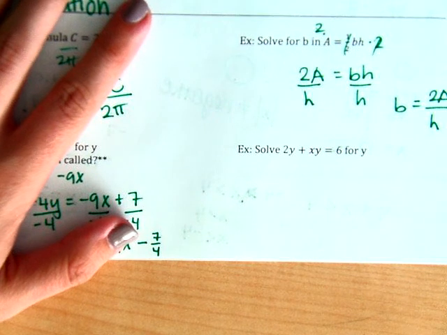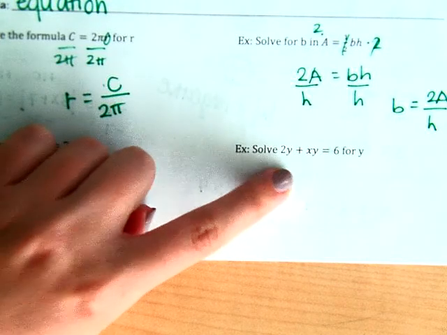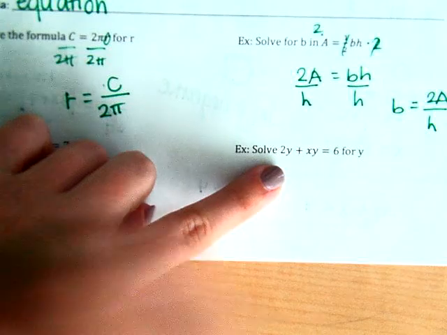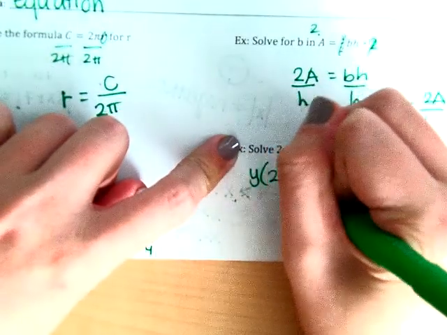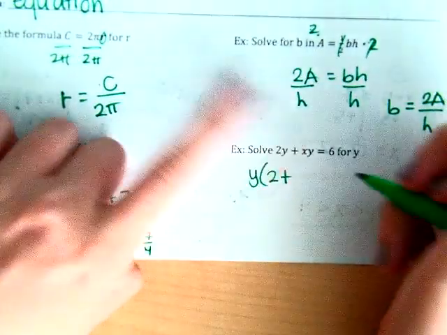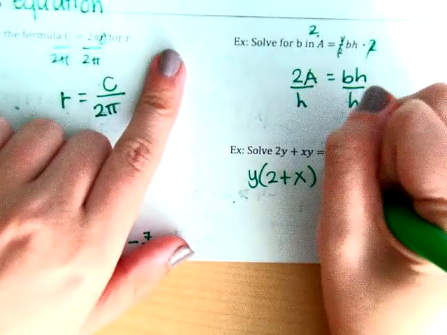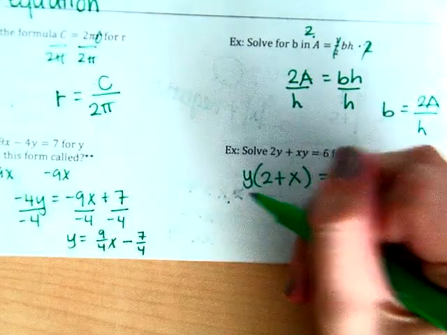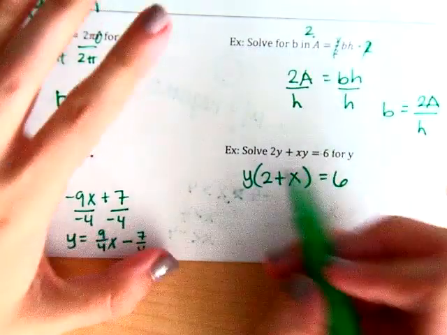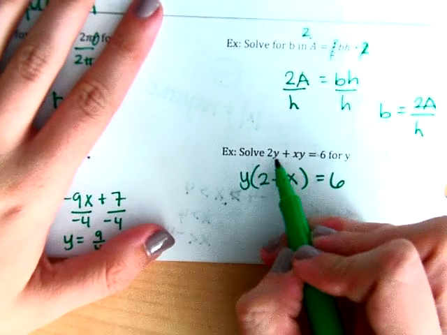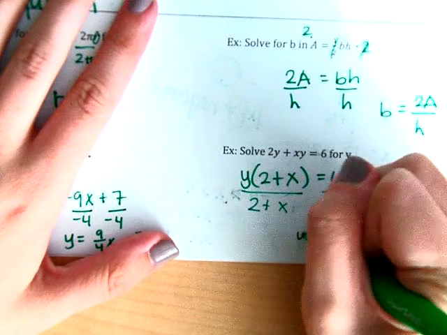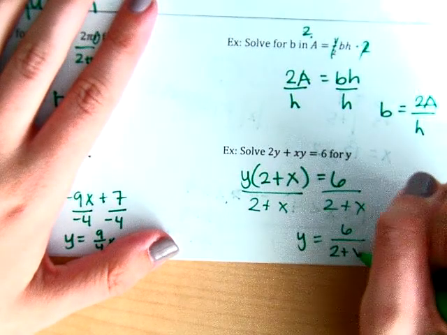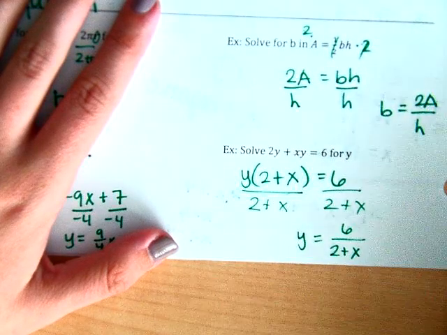One more for solving. Solve for y. Well, here's the thing. They both have y's. So to get rid of that y, I need to take it out. So when I take y out from 2y, all I'm left with is 2. When I take y from xy, all I'm left with is x, equals 6. Now I got the y out there, and it's being multiplied by this thing, 2 plus x. So to get rid of multiplication, I divide. So I got y equals 6 over 2 plus x. Not the prettiest equation, but it works.